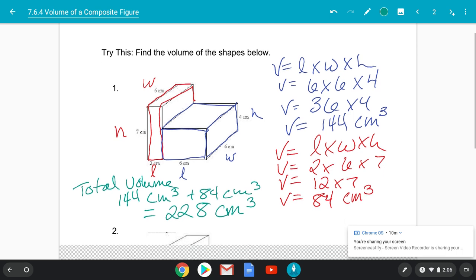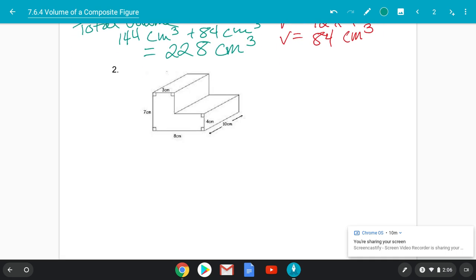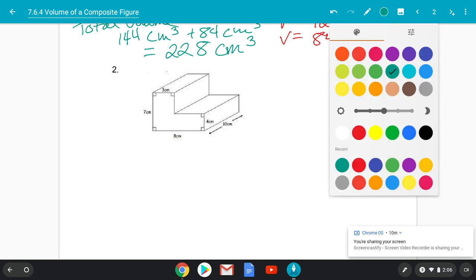All right, so now for our last example here. This one goes back to being a little tricky, in that we don't necessarily have those two shapes cut very obviously.